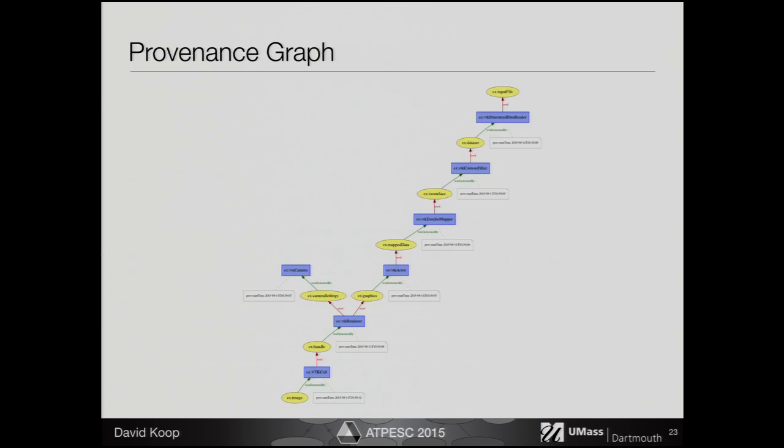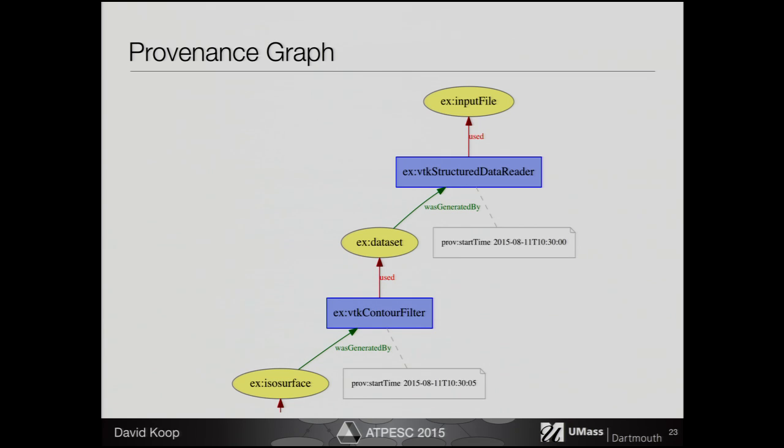When we actually look at the provenance, when that workflow is actually run, you see where those intermediate data were generated. And so if we zoom in a little bit here, you can see the input file at the top. The structured data reader used that file. It generated a data set. The contour filter used that data set, and so on and so forth. And we can include timing information along with that.